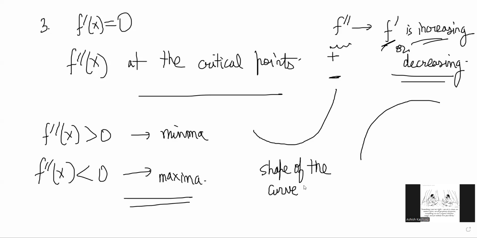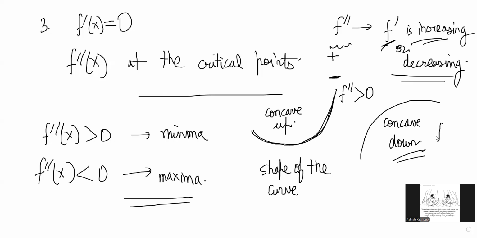So if the curve is shaped like this, it is called concave up. And if the curve is shaped like this, it is called concave down. So here concave up will be the situation where double derivative is greater than 0, and concave down would be when double derivative is less than 0. The reason for that is easy. If you think about it geometrically, you can see that the slope here was negative, here the slope was 0, and here the slope is positive, right?